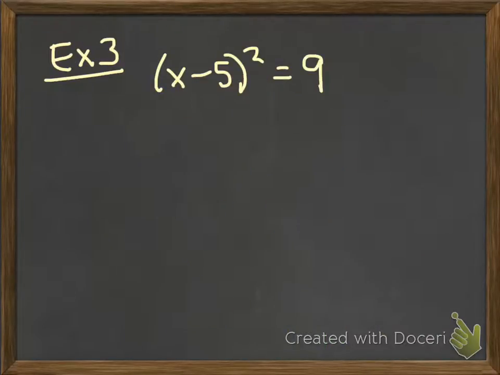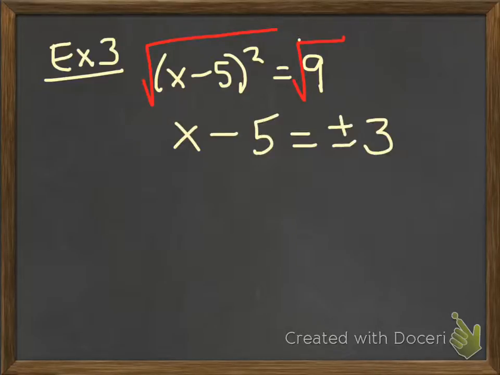Okay, example 3, quantity x minus 5 squared equals 9. We're going to take the square root of both sides, because that whole thing is squared, and the square root of 9 on that side. You get regular x minus 5 equals plus or minus 3. You're going to take the negative 5 and bring it over. It becomes positive 5. You're going to put it in front of the plus or minus.